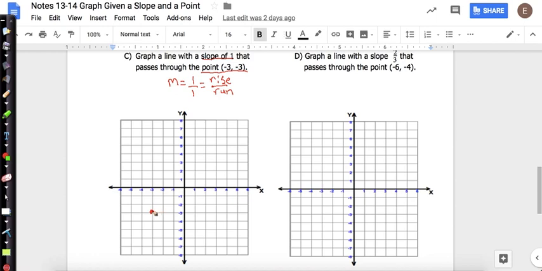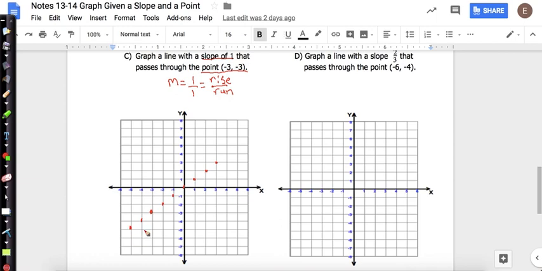Okay, so I'm going to go up 1 over 1 from this point. So up 1 over 1, up 1 over 1, and so on. And I think I've made enough dots in that direction, so we're going to go back to this point and go down 1 over 1, down 1 over 1.